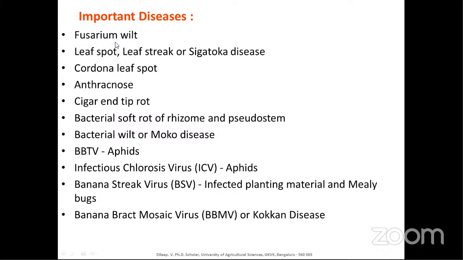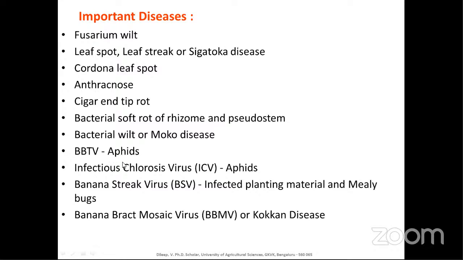So first 1, 2, 3, 4, 5. These 5 diseases are fungal diseases, and these 2 are bacterial diseases. That is bacterial soft rot, which is caused by Erwinia, and Moko wilt. This is also one of the serious diseases, and these are the viral diseases. Banana bunchy top virus, its vector is aphids.